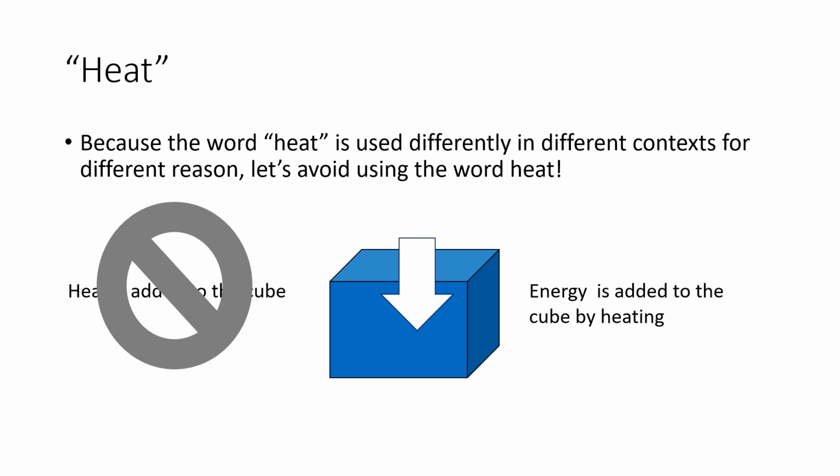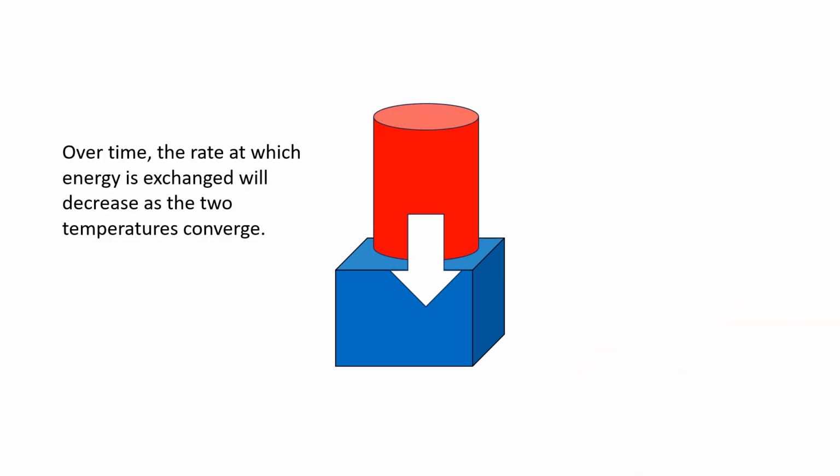We're going to say that energy is added to the cube by heating. That means the net flow of energy is into the cube. That's a little bit more precise way of saying it without relying on the word heat, which is really used in a lot of different contexts differently. So we're going to try to stick to heating and cooling as verbs.